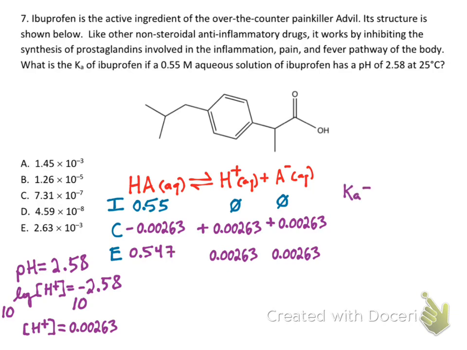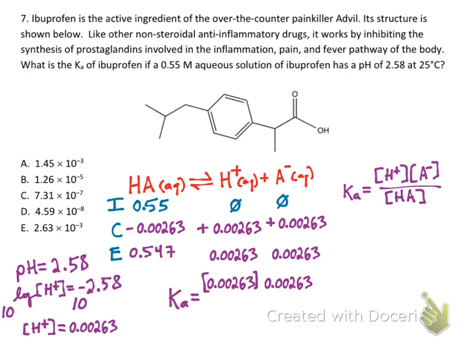So now we're going to write our equilibrium expression out. Ka is equal to the concentration of the conjugate base times the concentration of H plus, all divided by the concentration of the acid. Now plug in all the numbers that we know. So Ka is going to be equal to [0.00263] times [0.00263], all divided by 0.547. And now we have our Ka value, which is equal to 1.26 times 10 to the negative fifth. Cool.